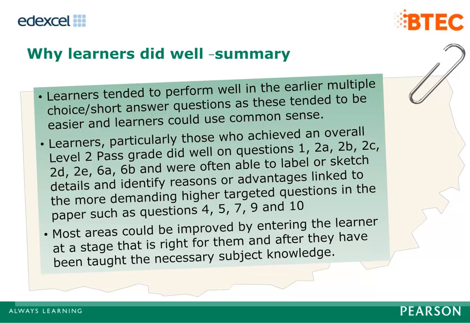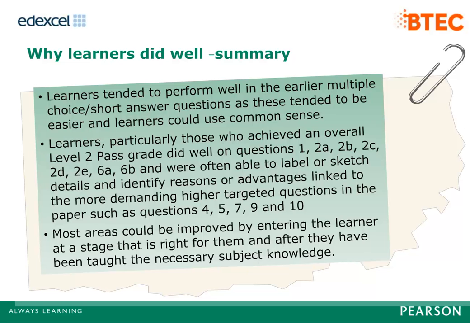Why learners did well. Summary. Learners tended to perform well in the earlier multiple choice and short answer Level 1 pass questions, as these tended to be easier and learners could use common sense. Learners, particularly those who achieved an overall Level 2 pass grade, did well on questions 1, 2A, 2B, 2C, 2D, 2E, 6A, 6B, and were often able to achieve good marks on questions 3A, 4 and 5.